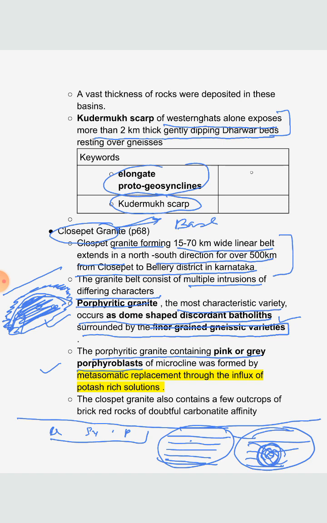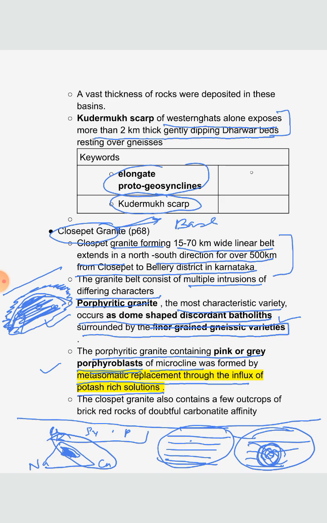So porphyritic granite contains pink and grey porphyroblasts of the microcline. What is microcline in the feldspar? This is K feldspar, this is Na, this is Ca. So microcline is between K and Ca, and these are generally fine grained. The pink and grey porphyroblasts of microcline were formed by metasomatic replacement through the influx of potash.